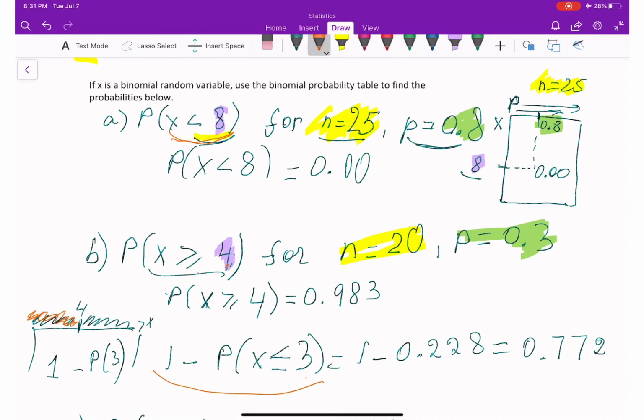Okay? And here we find from the table x equal 3. So again, let me show you here real quick. I'm opening the table where n equal 20, and then I'm finding my x that is less than or equal to 3, and probability 0.3. Here it is, 0.3. The intersection is 0.228. Once you subtract, you will get the probability of x greater than or equal to 4, which is going to be 0.772.